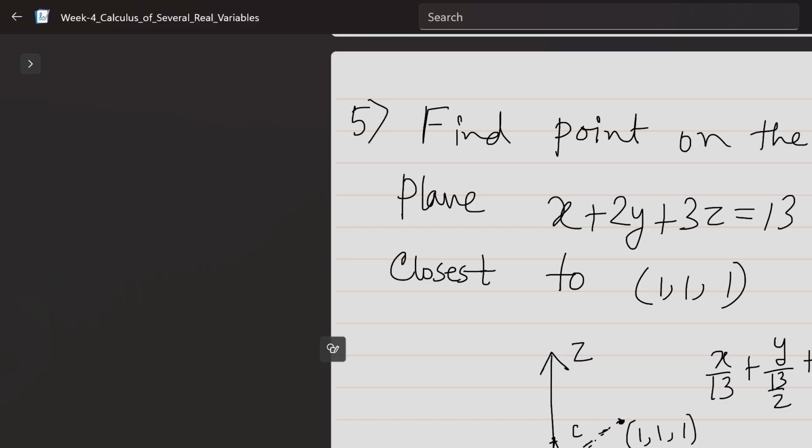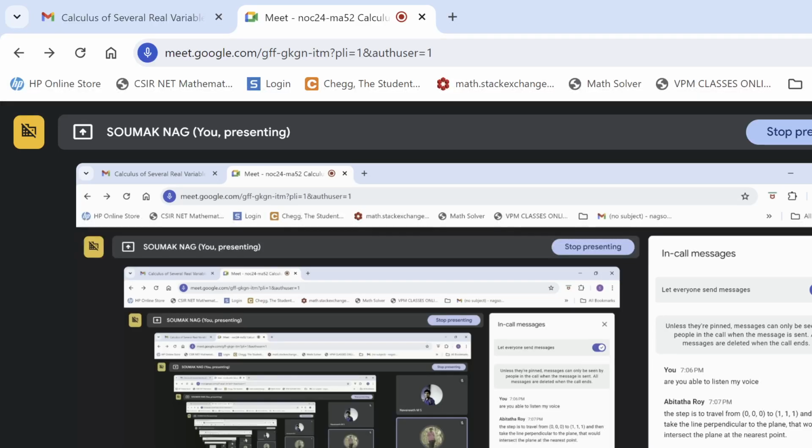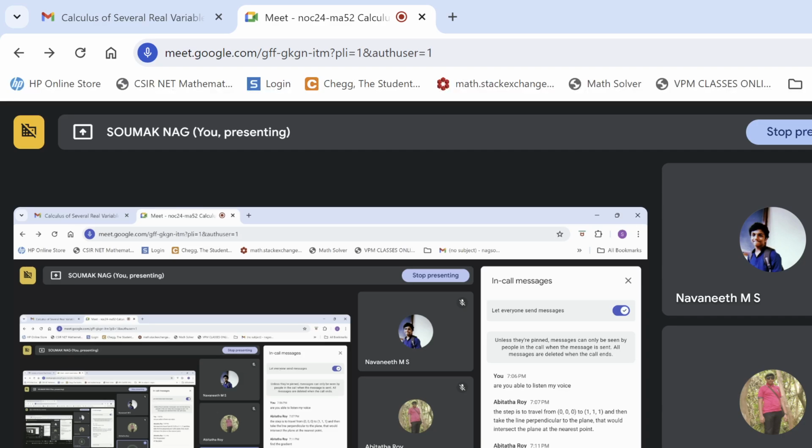The other way is to travel from 0, 0, 0 to 1, 1, 1 and then take the line path. But how do you know that 0, 0, 0 to 1, 1, 1 will give you the perpendicular? 1, 1, 1 is the position vector, a vector that begins from the origin. We travel along that vector, and from the point 1, 1, 1, we travel in the direction of the gradient. That is the thing.